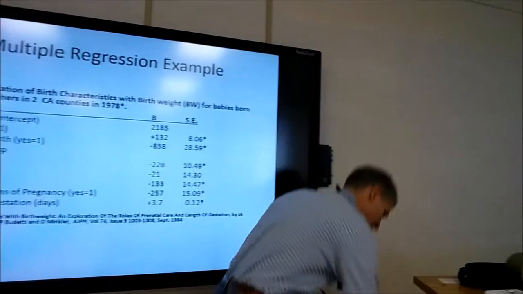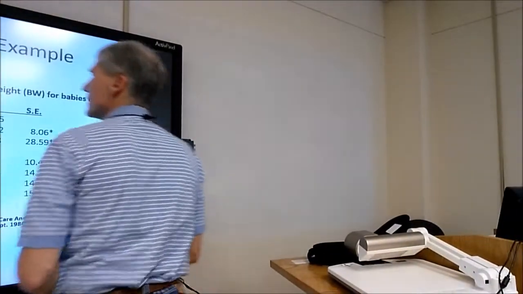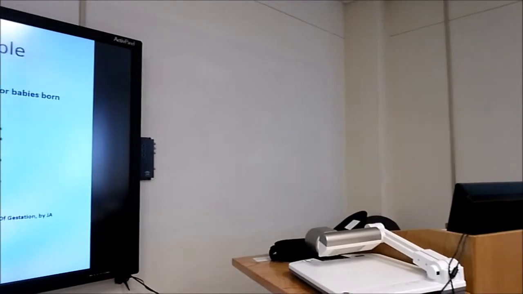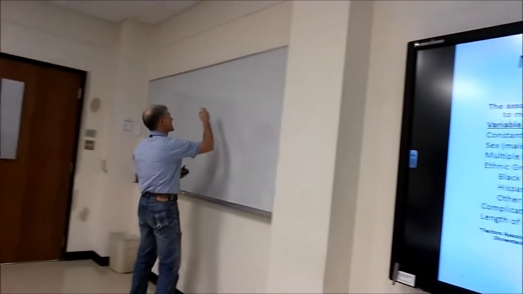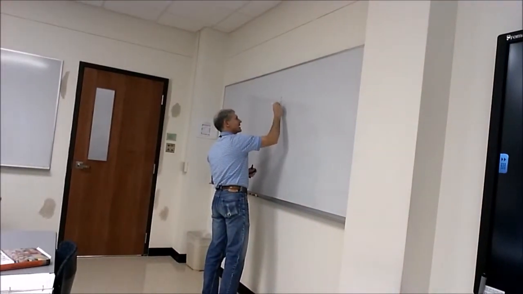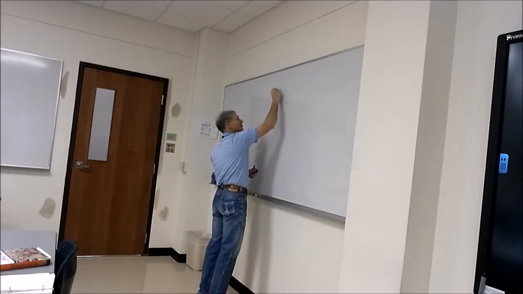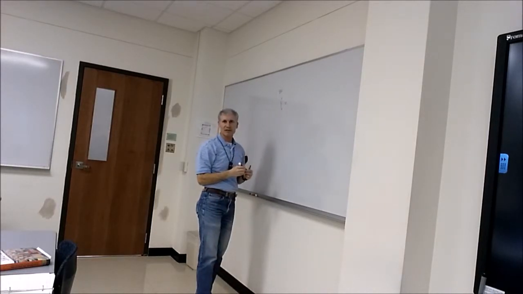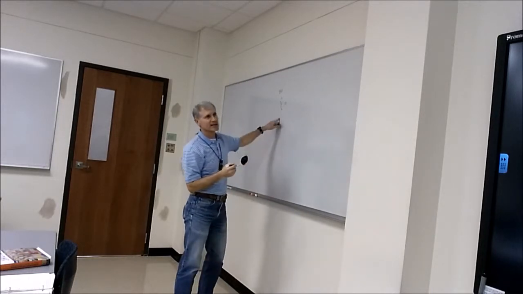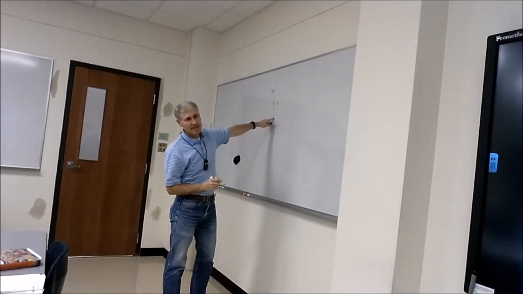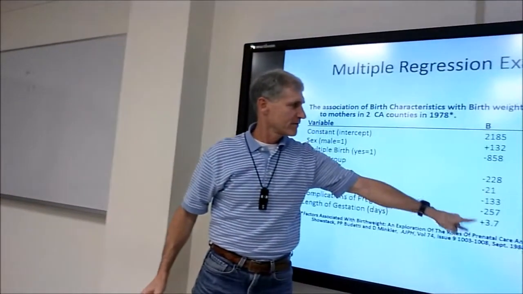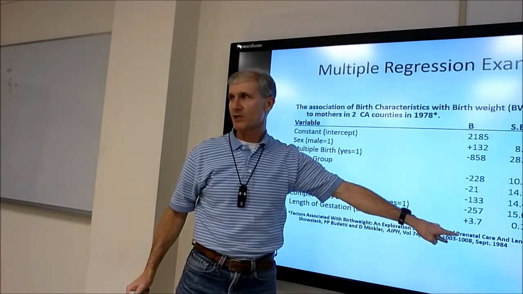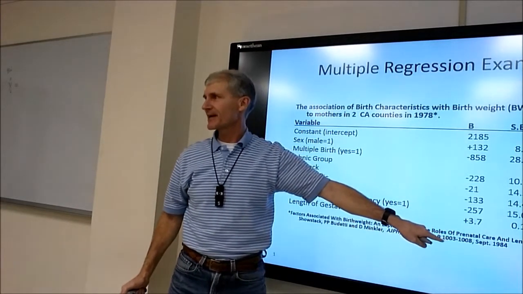So let me get a marker and come over here. We'll write it with mathematical symbols: y hat i, which is birth weight, so I'm going to put BW above that. Birth weight is equal to, now these numeric values they're giving are B's, not betas.